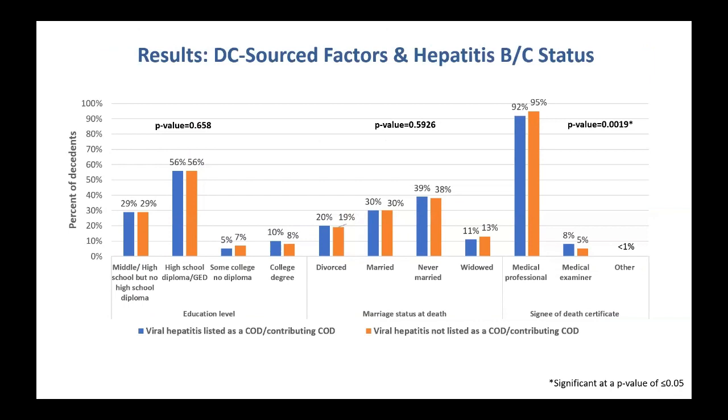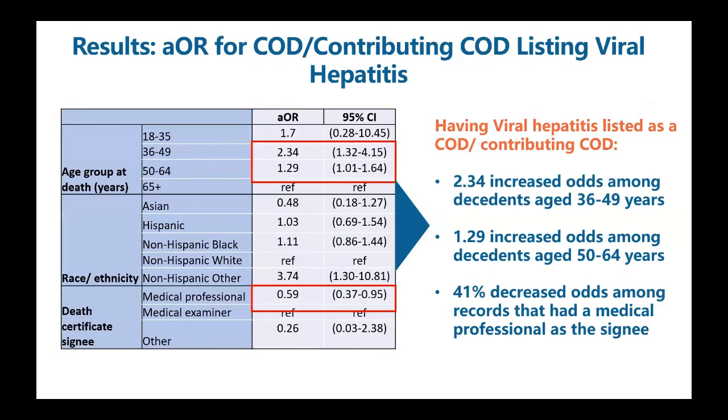When looking at factors on the death certificate, we saw that education level and marriage status were not statistically significant, but we did see that death certificates signed by a medical professional were more likely to not list viral hepatitis as a cause of death. Next slide.